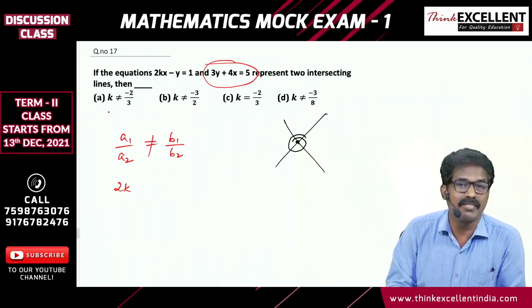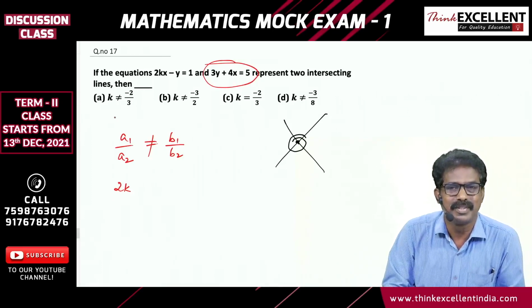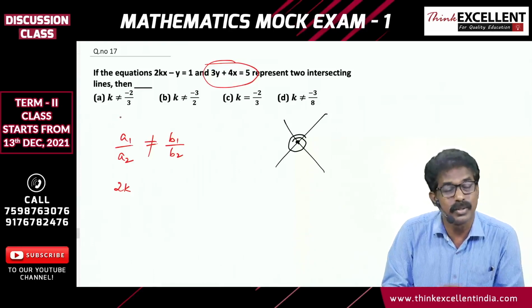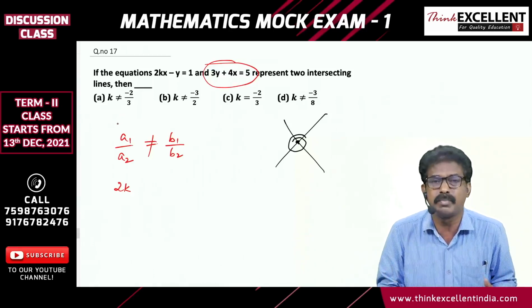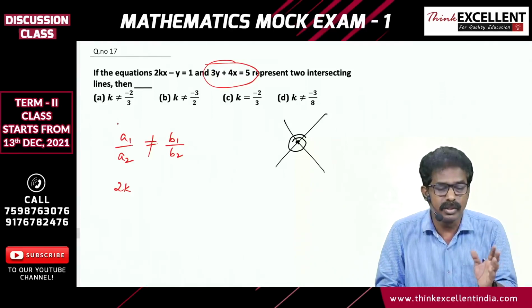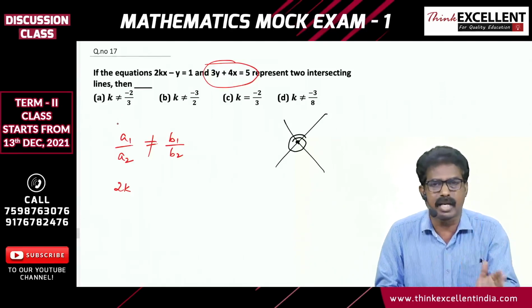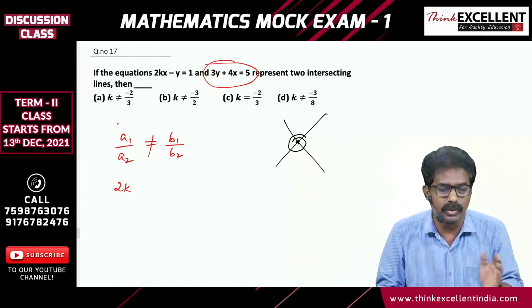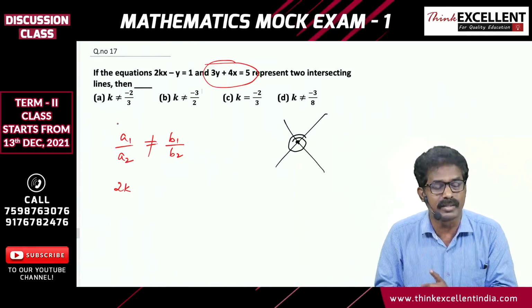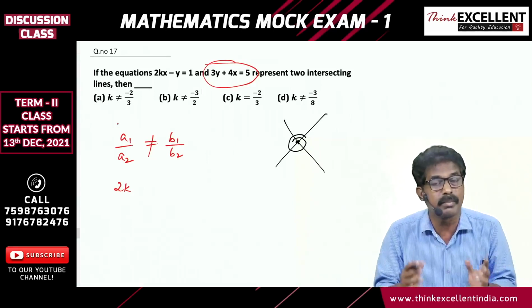What is A2? 4. Is it in the correct form? No, it is not. You have to be very careful. Sometimes when you do it very fast, we may make mistakes. Normally they give it in the correct form, only x, y, constant. But here, first they give a y term, right? So always please look into that. Sometimes very brilliant students make a mistake here.